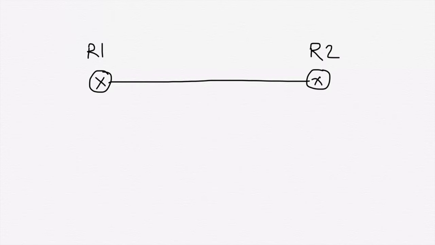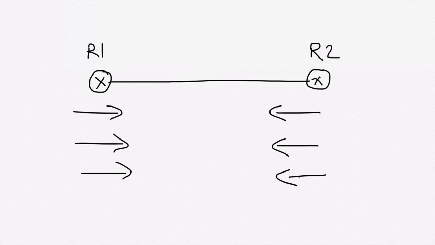That means R1 and R2 in asynchronous mode exchange BFD packets with each other. If either of them is not able to receive the BFD packets for a specified time, called the detection interval or the detection period, the device can declare that the other side is down and set its BFD session into the down state.